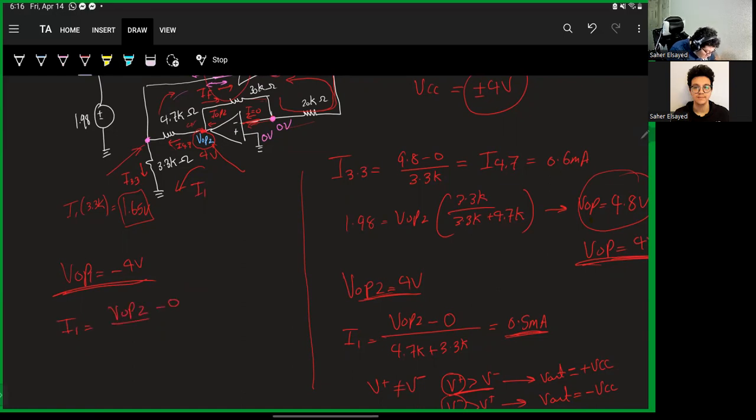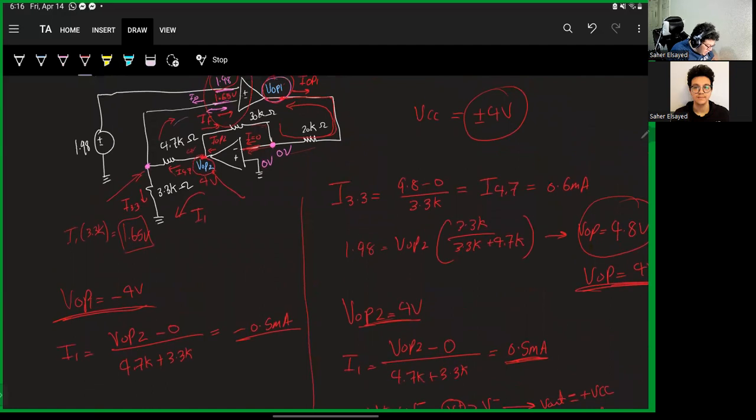VOB2 minus 0 divided by the sum of the two resistors, which is 4.7k plus 3.3k. And this is now negative 4. So your I1 calculation is the same thing, but negative 0.5 milliamps. Okay, good. So what is the voltage here now?